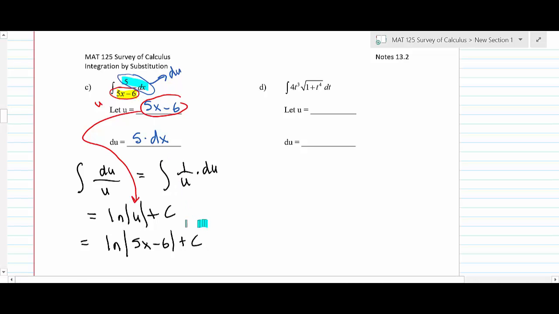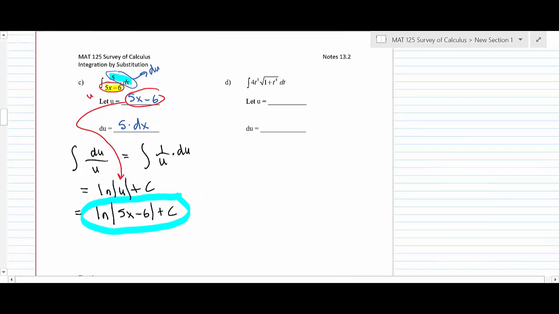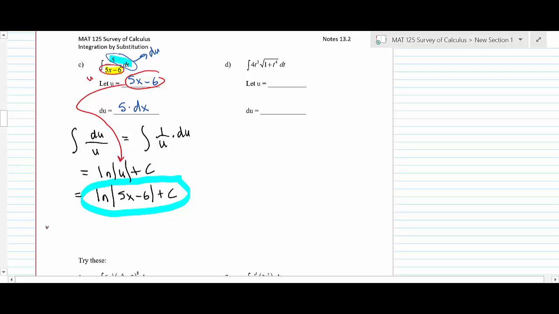So that does the problem. Let's just do a quick check. Most of these are easy enough to check and verify that you're right. All right, let's go ahead and do a check and see if it works out. Let's just do the derivative of the answer. I'm just doing this in my head.